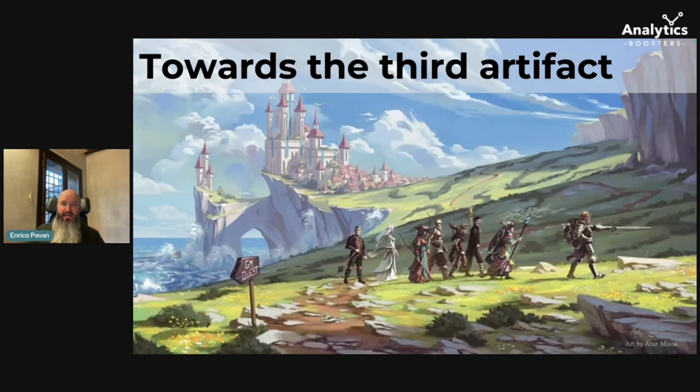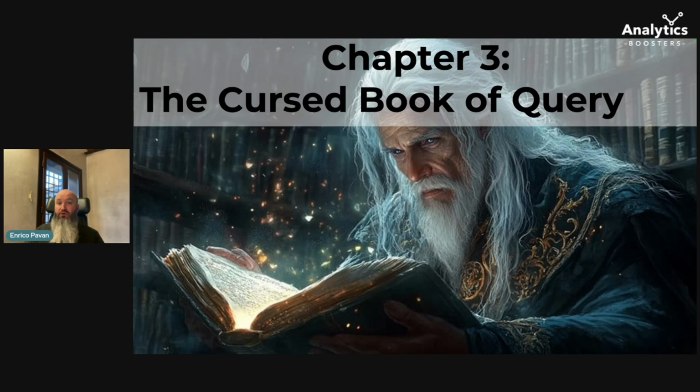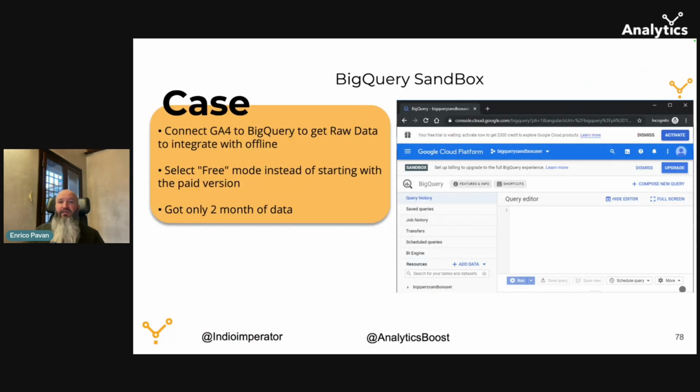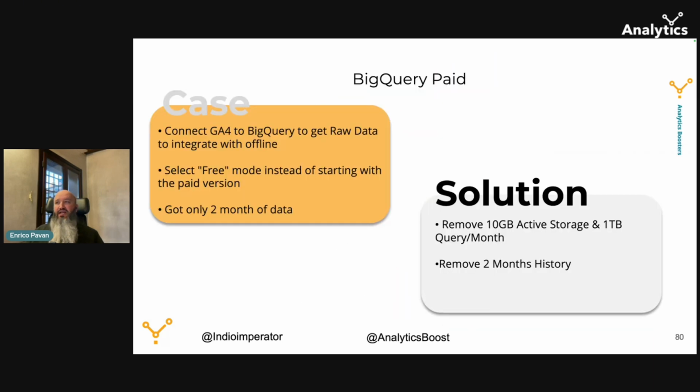And for the third artifact, we are going to the cursed book of query. And first of all, we need to switch from BigQuery sandbox versus paid. Remember that if we talk about the sandbox, it's totally free for GA4, but free means that we got only 2 months of data, and we can only query on it using the last 2 months that we got, and everything is canceled if we are going to store more than 2 months of data. So just go to the BigQuery paid.